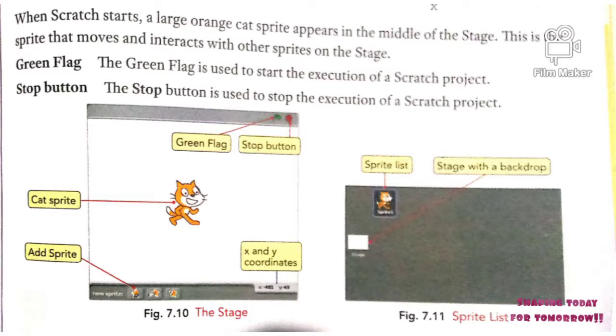So students, let's see figure 7.10 for this. So students, you can see in the right corner, this is how the green flag looks, and you can see that there is a red circle. This is how the stop button looks. Okay, now you can see in the middle of the stage there is a large orange cat. So this is the cat sprite. In the bottom there are three options available. So the first option, if you click on this, you can add a sprite and x and y coordinates will appear in this light gray palette.